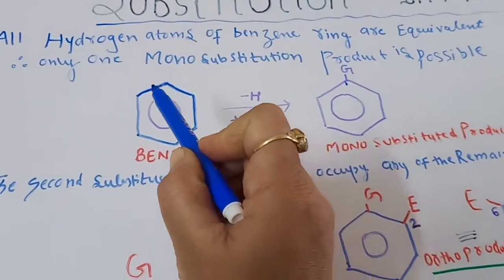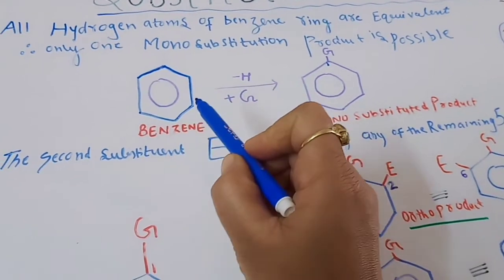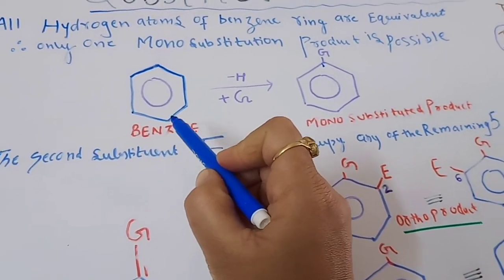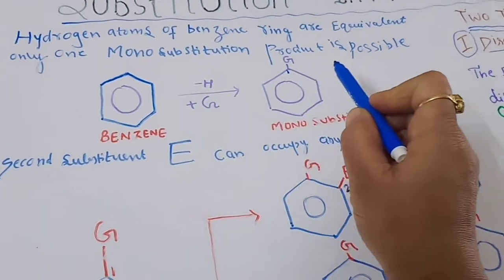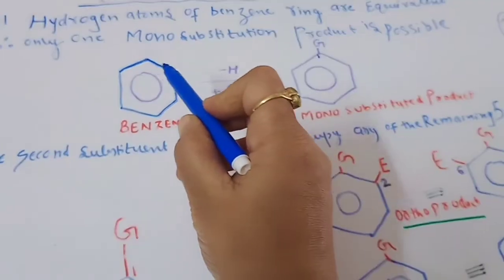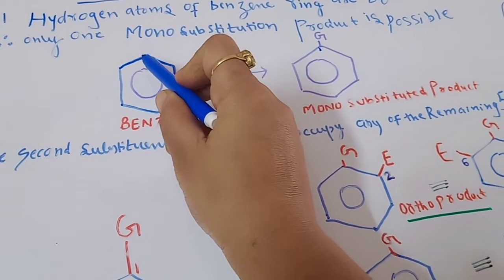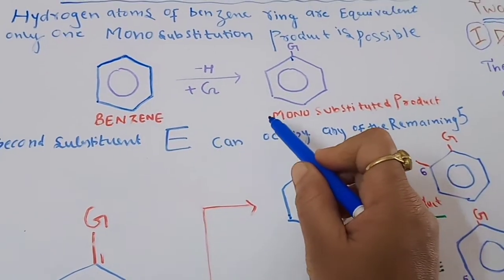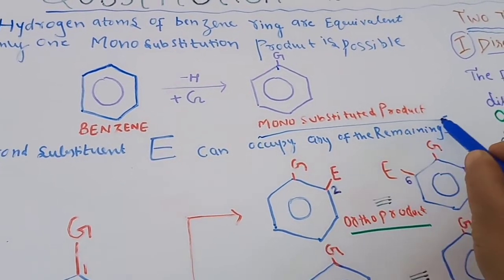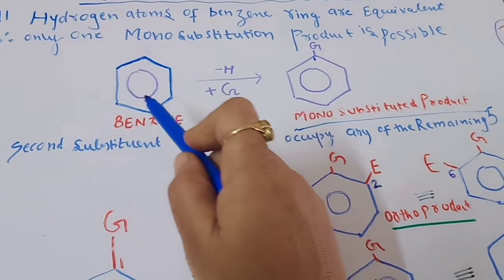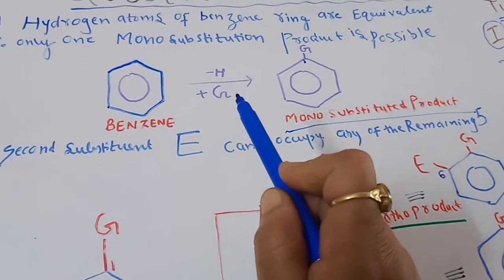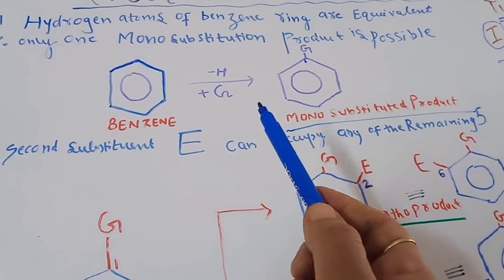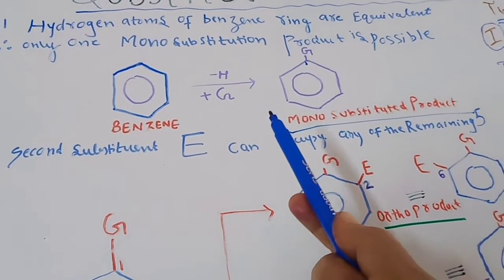All the hydrogen atoms of the benzene ring are equivalent. Therefore, if the substitution takes place, only one monosubstitution product is possible. Suppose if we remove one hydrogen from this position, one group will come and occupy this position. So we will get only the monosubstituted product. As all the hydrogens in a benzene are equivalent, if only a single substituent is coming, it can occupy any position. As we know, if a classroom is vacant, any student can come and sit anywhere.